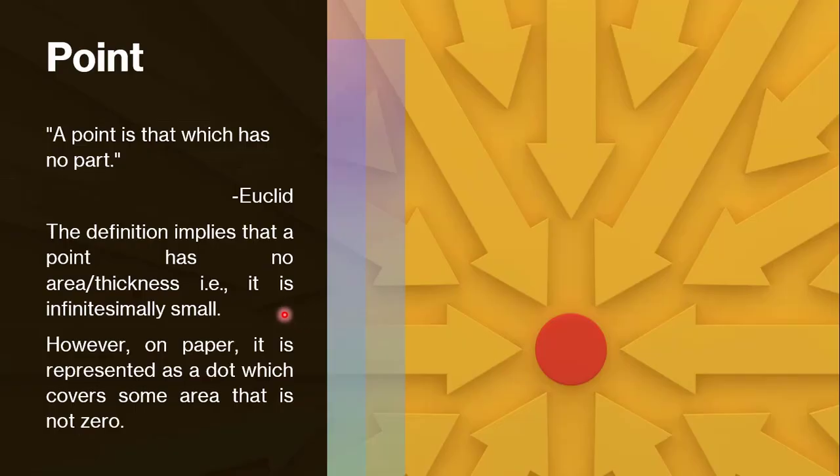These are a point. What is a point? A point is that which has no part. This excerpt has been taken from the book Elements of Euclid. This definition implies that a point has no area, no thickness. It is infinitesimally small, has zero existence. However, on paper, if you draw it, you will end up getting some space occupied, but theoretically it's zero.